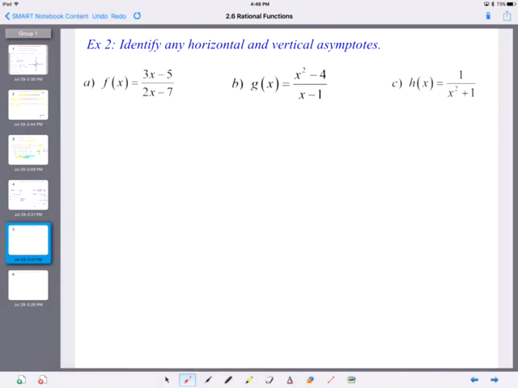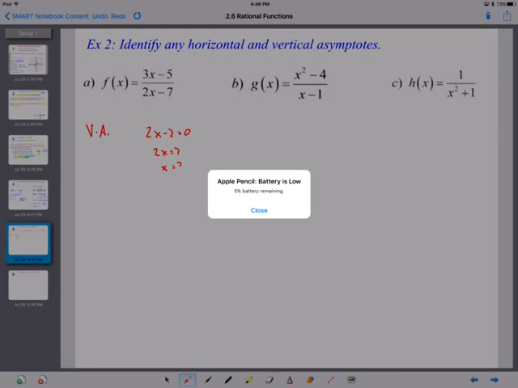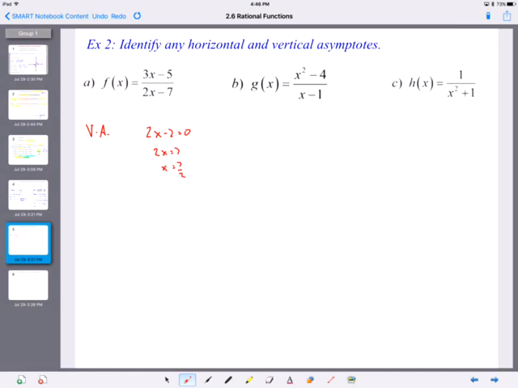All right, on example A here, we're going to do the vertical first. So the vertical asymptote has to do with the denominator. So what value of x makes the denominator equal to 0? So if you add 7, divide by 2, 7 halves. And so at x equals 7 halves, you have a vertical asymptote. So vertical, x is equal to 7 halves.